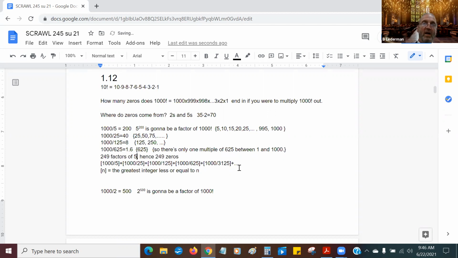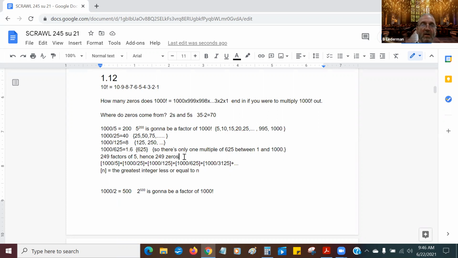Now, for every factor of 5, that's not enough. I need a factor of 2. Well, are there going to be at least 249 factors of 2? Well, that's a slam dunk, because since every other number is even, that's right away 500 factors of 2.